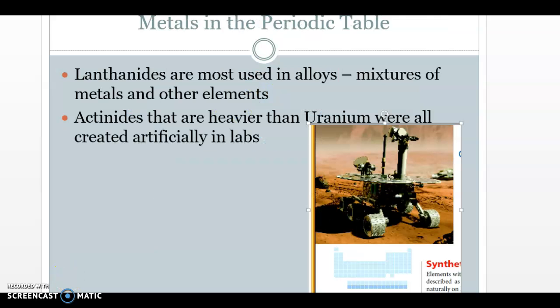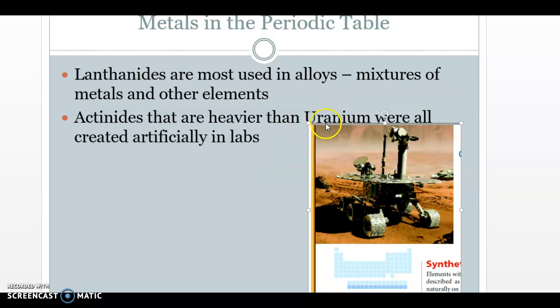Okay, so lanthanides, as I was saying before, are used in alloys, which are mixtures of metals and other elements. So it's a mix of metals that group down there. A lot of those metals are not going to be used necessarily alone, they'll be used with something else, put into a compound that creates a more useful substance because of that.